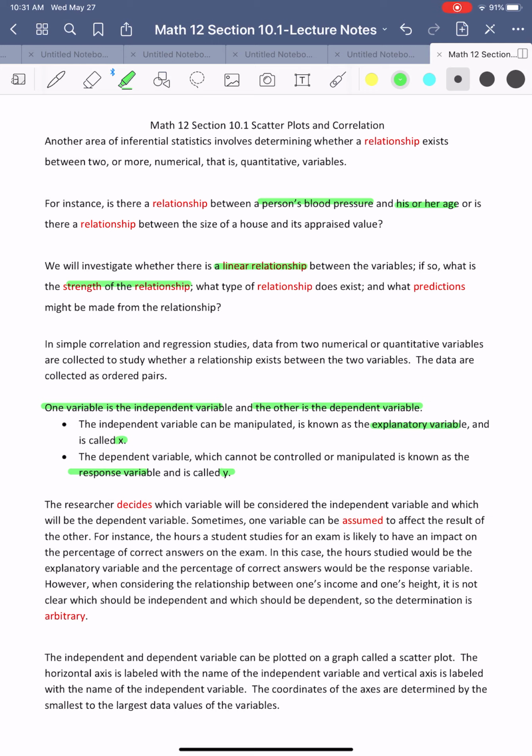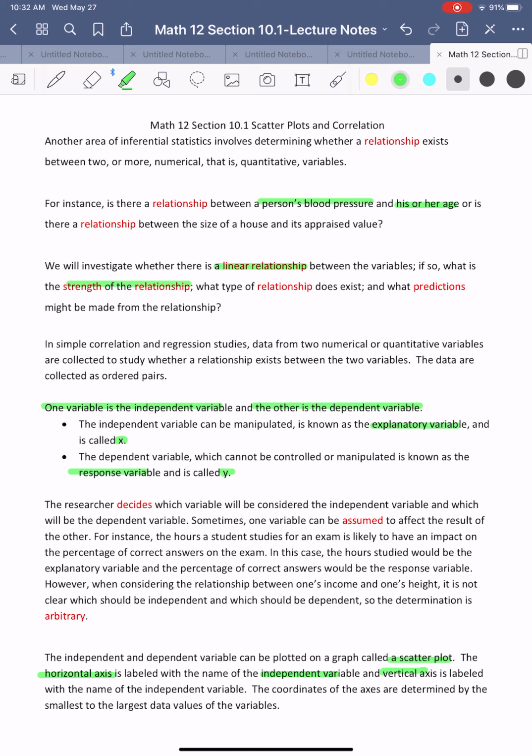However, when considering the relation between one's income and one's height, it is not clear which should be the independent and which the dependent variable, so the determination is arbitrary. The independent and dependent variables can be plotted on a graph called a scatter plot. The horizontal axis is labeled with the name of the independent variable, which is x, and the vertical axis is labeled with the name of the dependent variable.